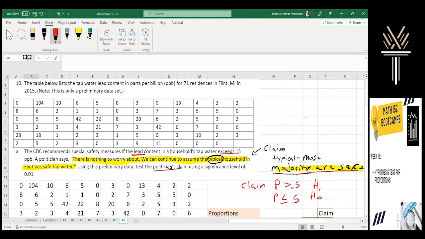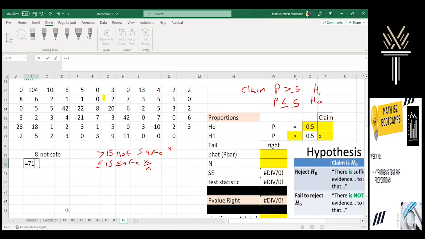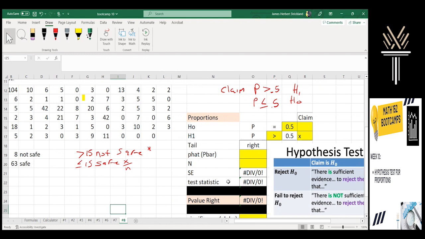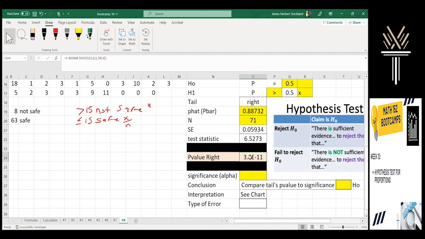And if you recall, we're told at the very top here there are 71 total homes. So how many homes are in fact safe? Well, 71 minus 8 tells us that there are 63 safe homes. So we now know we have 63 out of 71 homes. There are 71 homes. And of course, we get this p-value.